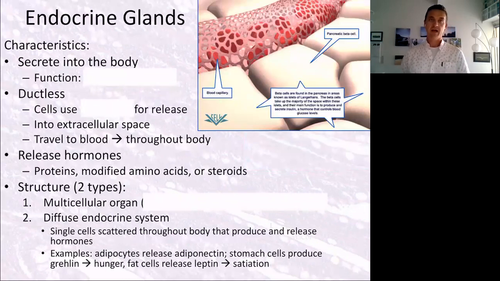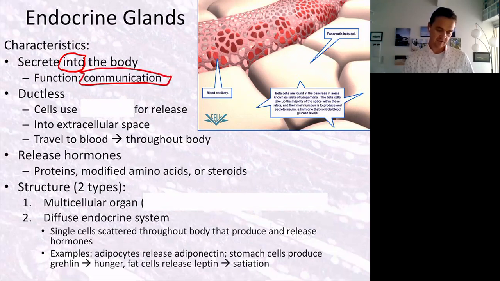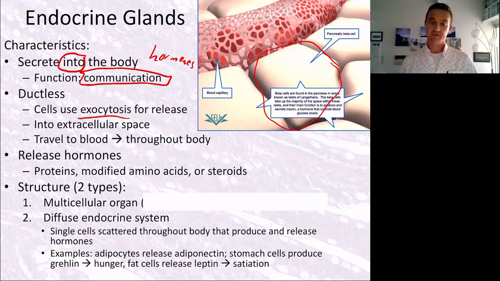Okay, so within those types of glands, there are different types. There's endocrine and exocrine, right? So endocrine means that we're secreting into the body, right? So this is primarily for communication, right? These are our hormones, our endocrine system. We'll talk about this a lot more next semester, okay? These types of glands are ductless, meaning there's no special little tube that takes the things it releases up to the blood. There's actually just cells, and those cells release the hormones via exocytosis, okay? And it releases right into the extracellular space.